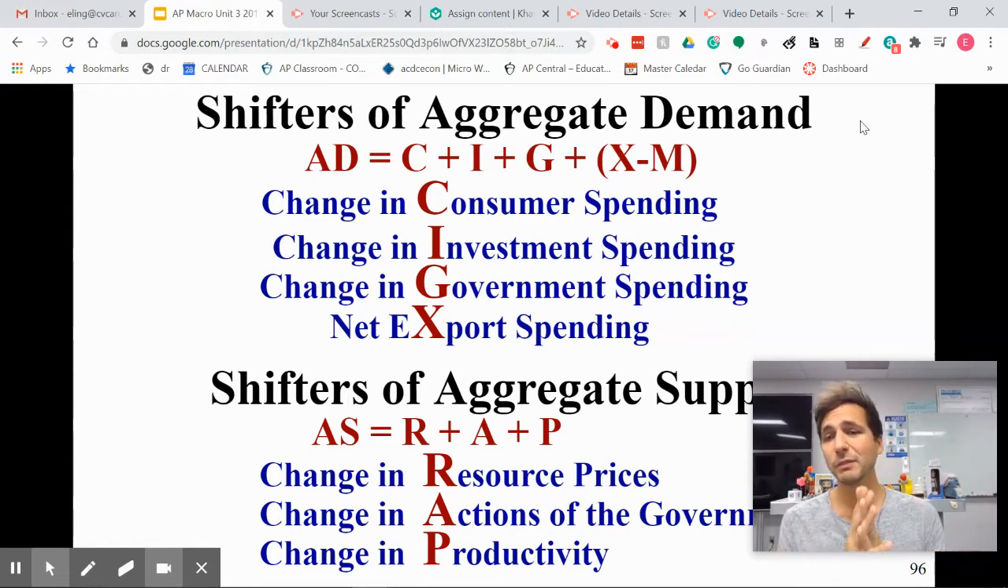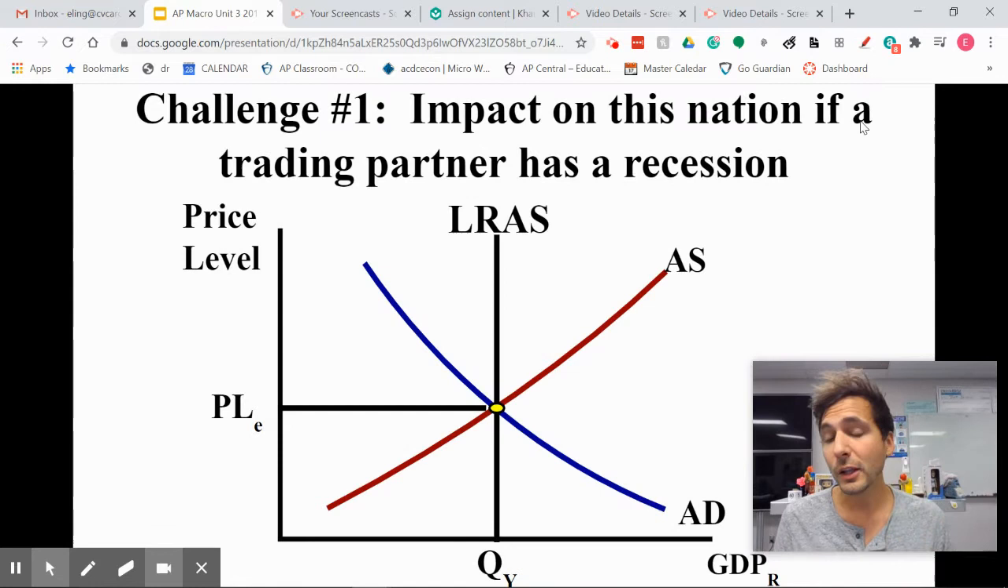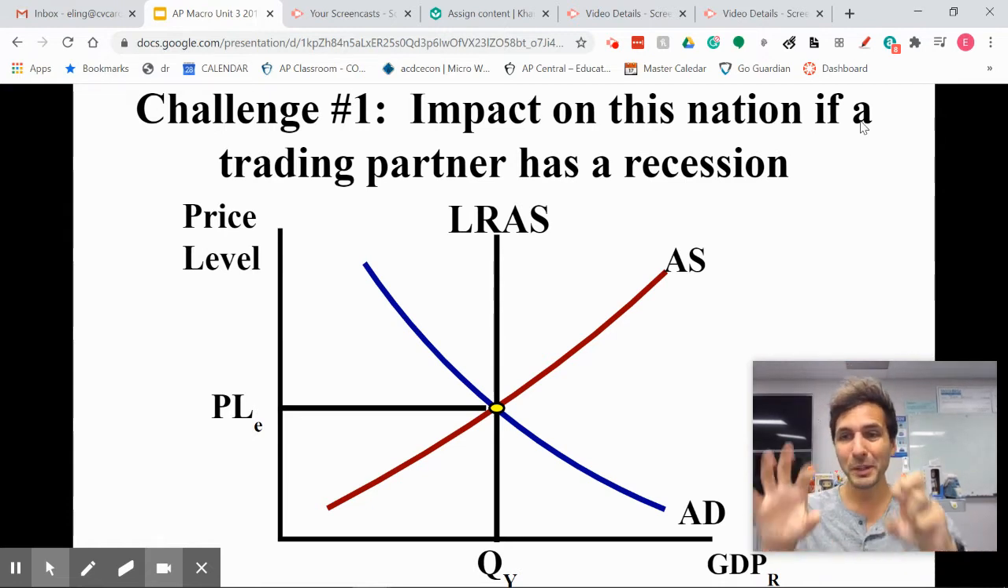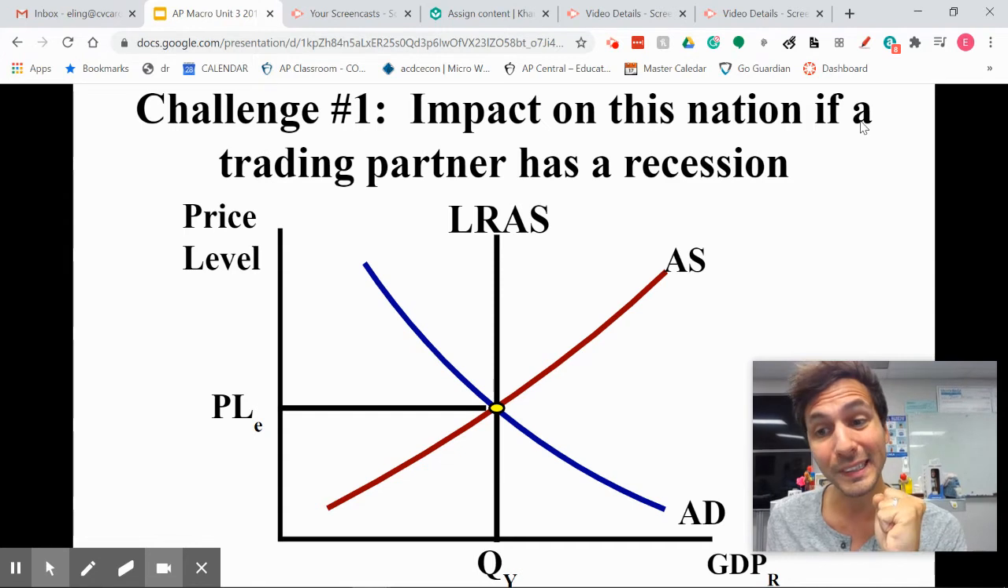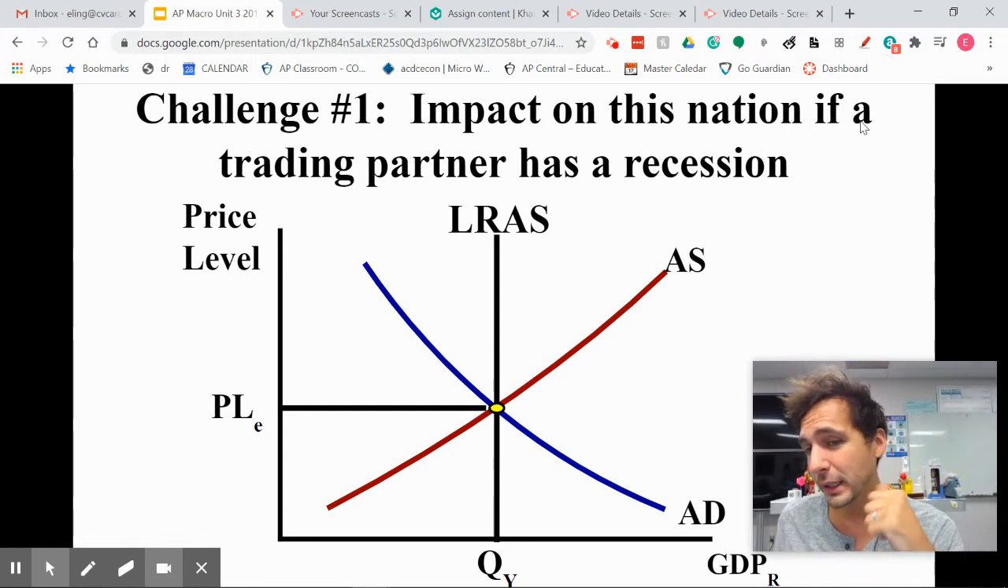Okay, you know those seven. If you know those seven, this really becomes quite simple. Here we go. So, challenge number one. What is the impact on this nation if a trading partner has a recession? Well, first of all, notice that we're in full employment GDP, triple intersection. Long run aggregate supply is our beacon. It's full employment. It's Mecca. It's where we want to be, right? And our aggregate demand, aggregate supply intersection, wherever that equilibrium point is, that's where our economy currently is. And so we are currently at full employment GDP.